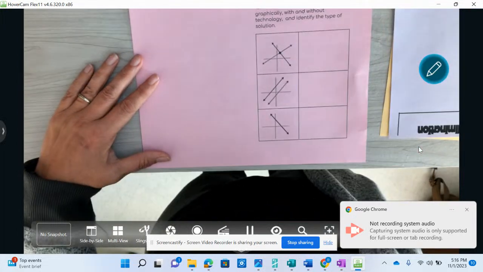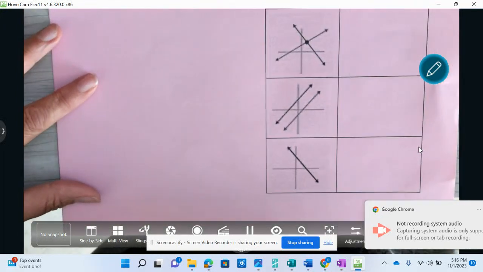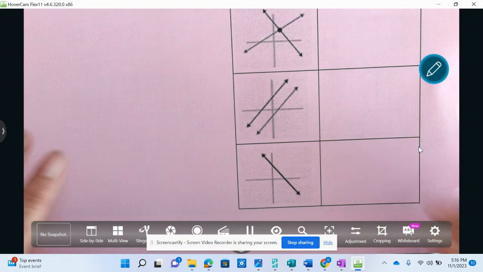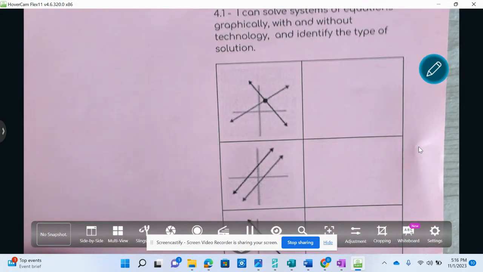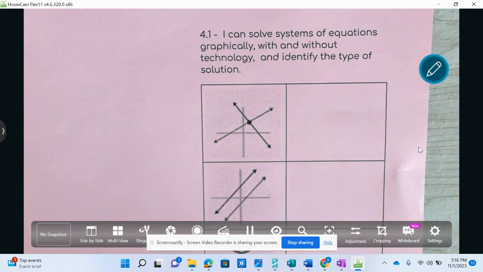All right, so this is your 4.1 learning journal. Your 4.1 journal says your I can statement is: I can solve systems of equations graphically with and without technology and identify the type of solution.